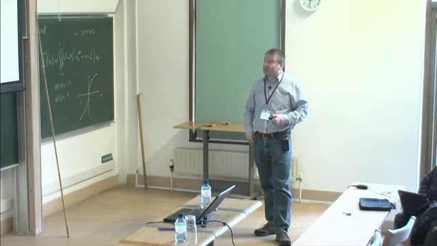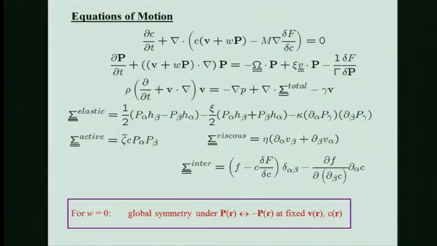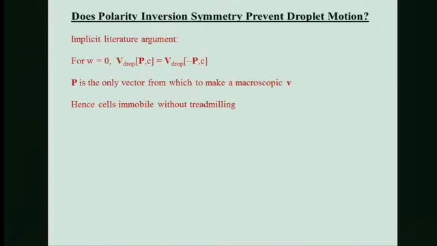There's a global symmetry here. If, at fixed hydrodynamic velocity field and fixed concentration, I reverse the sign of P, then nothing changes at all. So implicitly in the literature on this kind of topic, there's an argument which sort of lurks and which I've not seen explicitly laid out, but I think it's the reason that for quite a while people have thought that the self-advection is the key to locomotion.